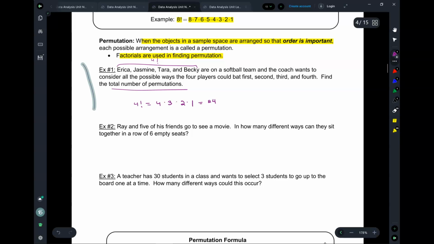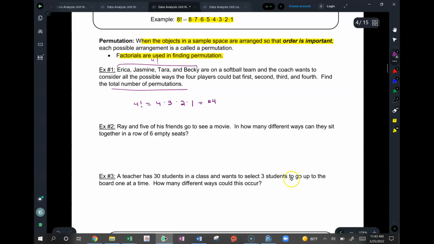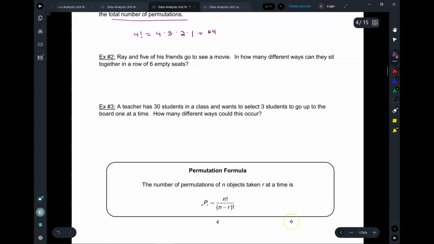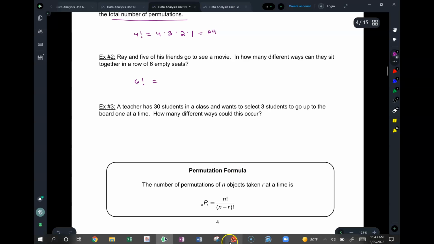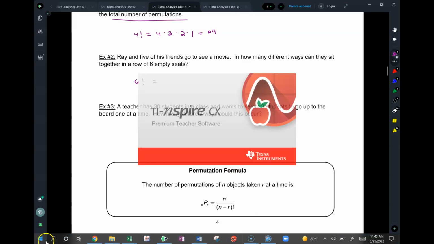Ray and 5 of his friends go to see a movie. In how many different ways can they sit together in a row of empty seats? Well, that's 6 factorial, which is equal to, okay, go ahead and take out your calculators, and I'll show you how to do it on your calculator.